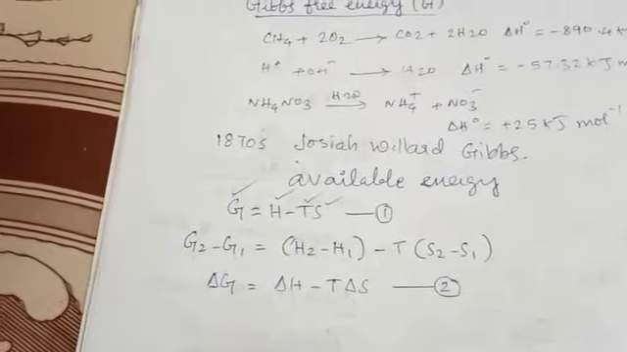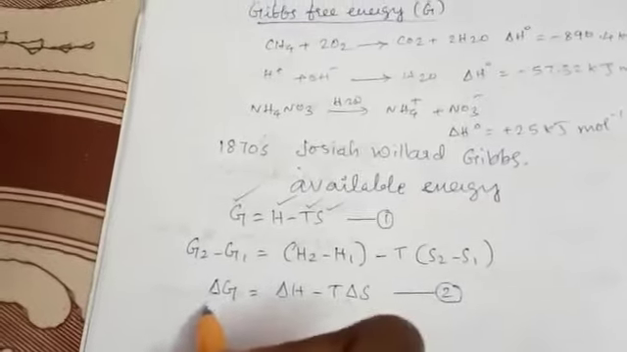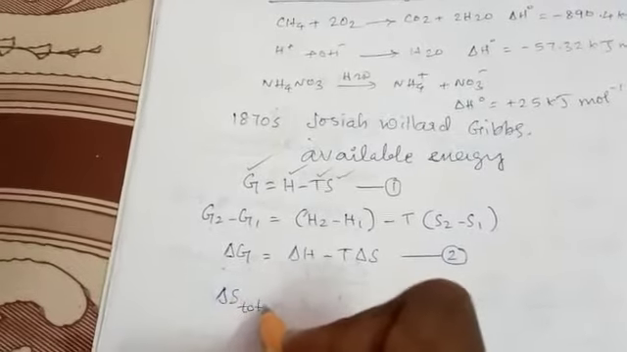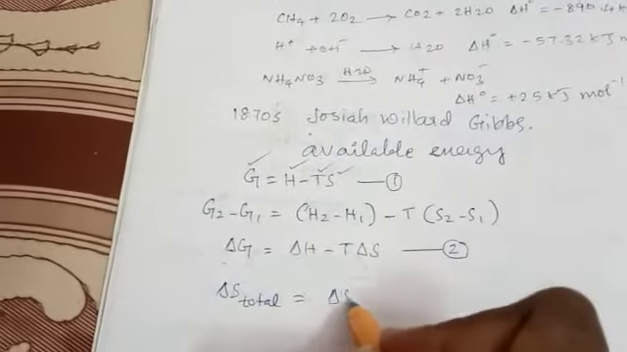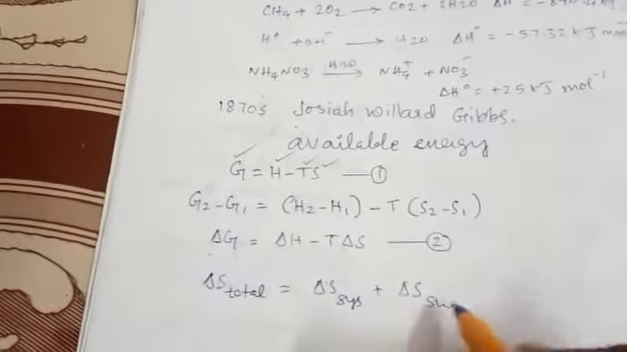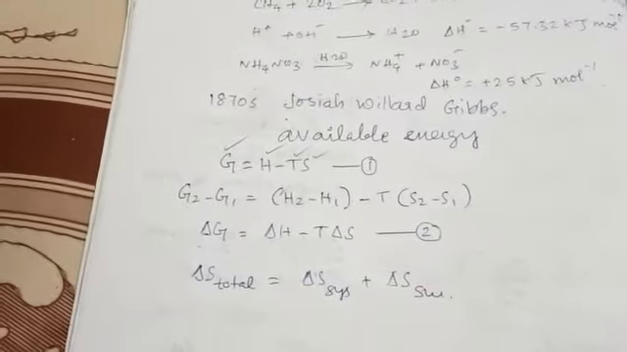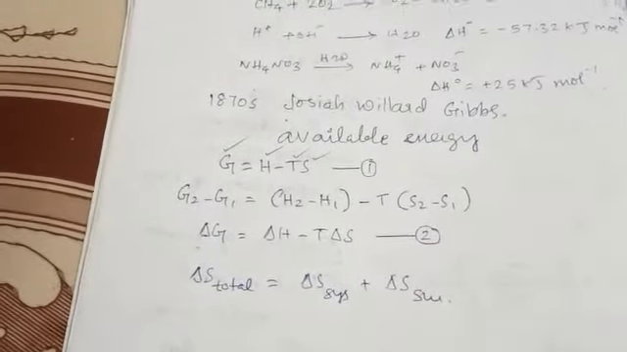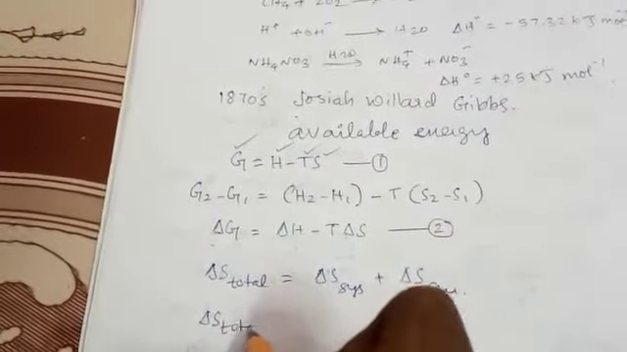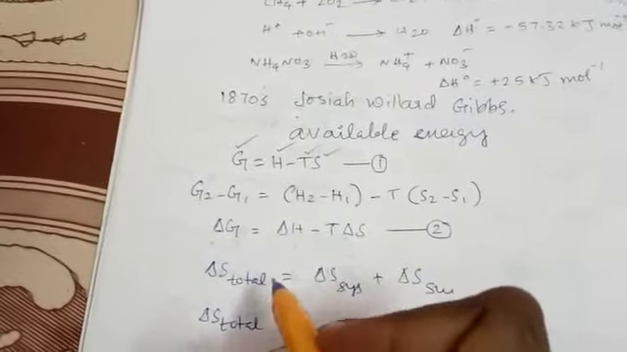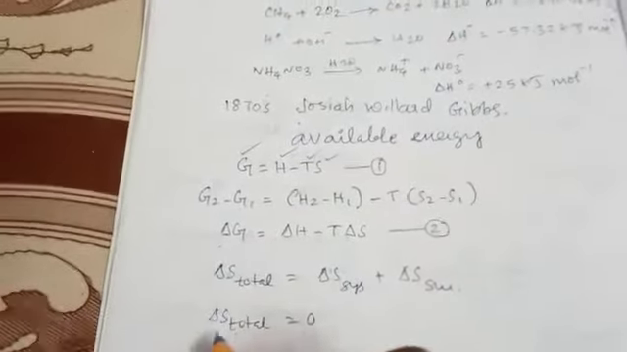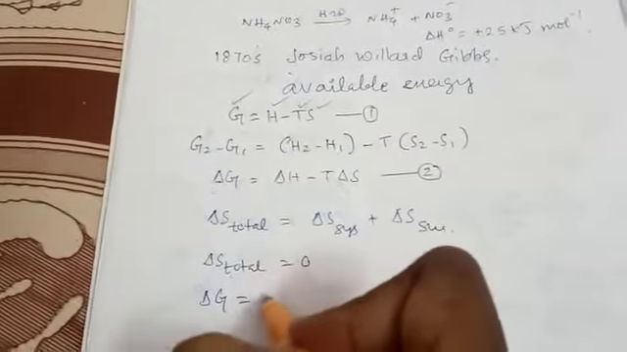Now consider delta G and spontaneity. Delta S total equals delta S system plus delta S surroundings. For a reversible process in equilibrium, delta S of the universe is zero. So delta S total equals 0. Similarly, when delta S is 0, applying equation 2 means delta G is also 0.